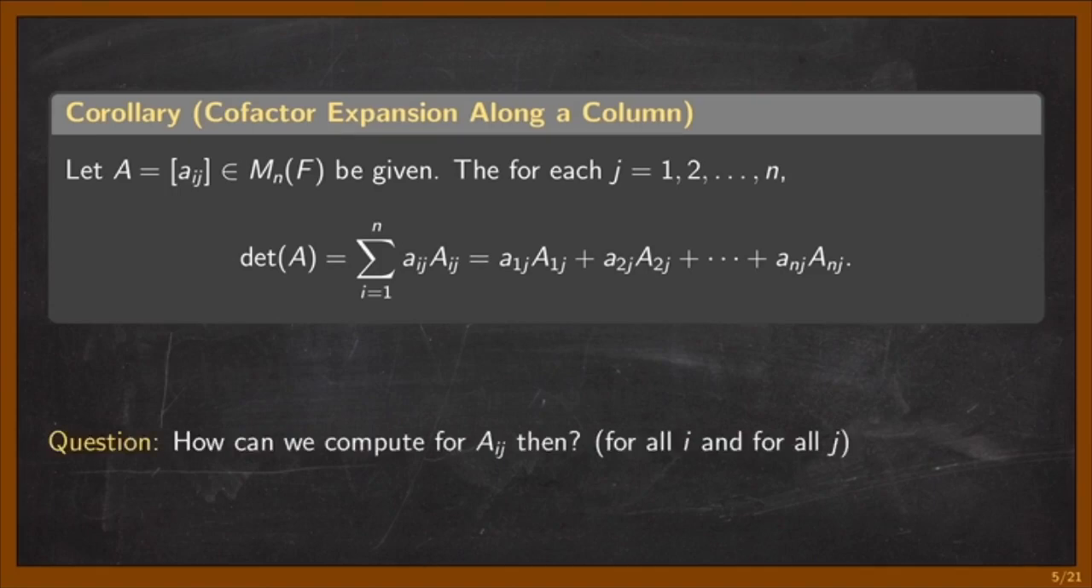So, the question now is, how do we compute the cofactors? If we know how to compute these cofactors, then we can simply compute the determinant by calculating this linear combination, right? So what's left to be answered is how do we compute the cofactor of each ij entry for all i and for all j?